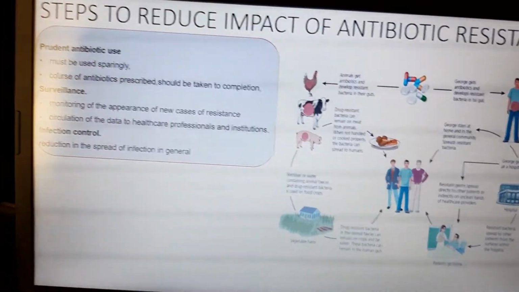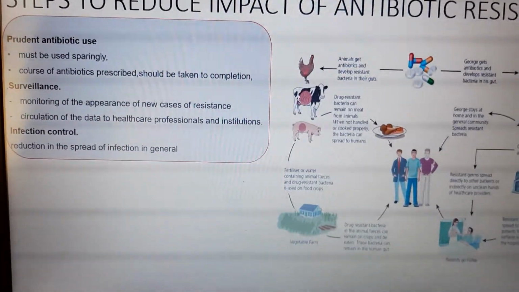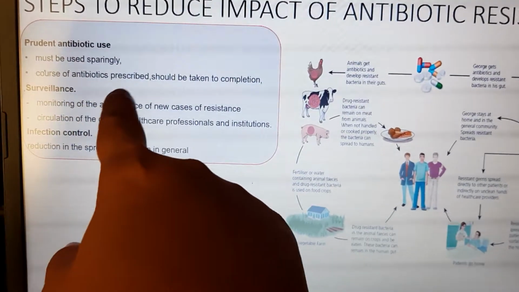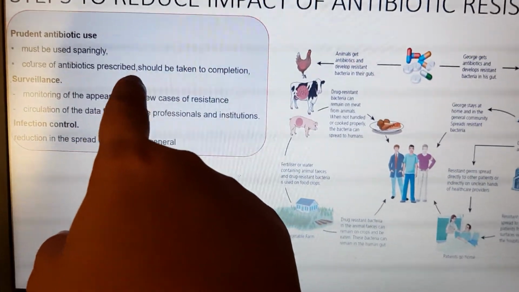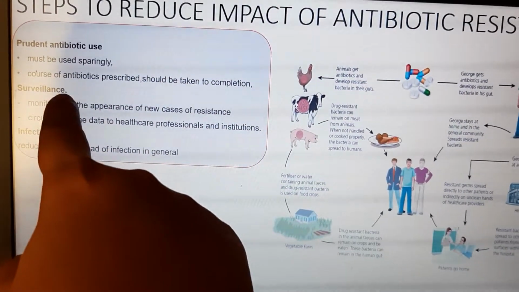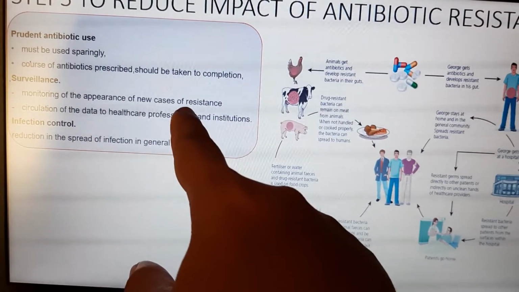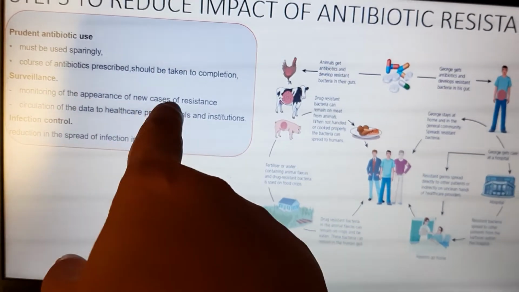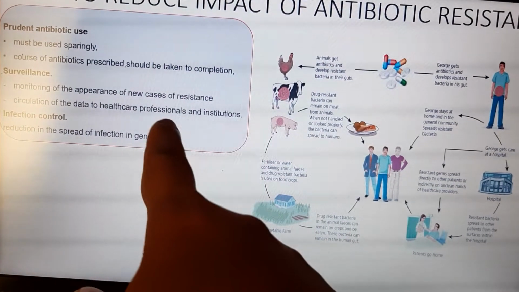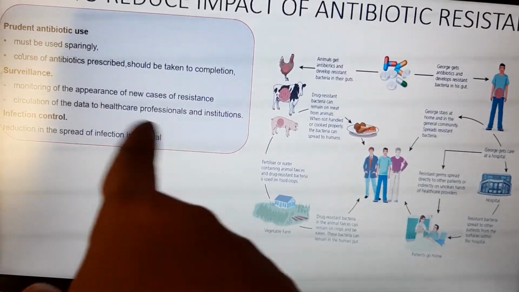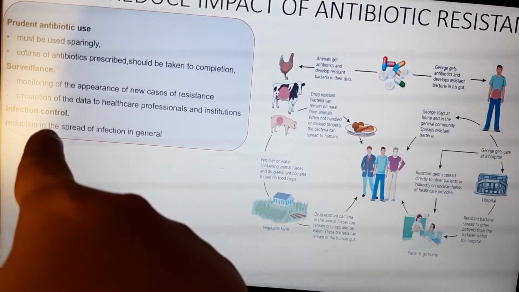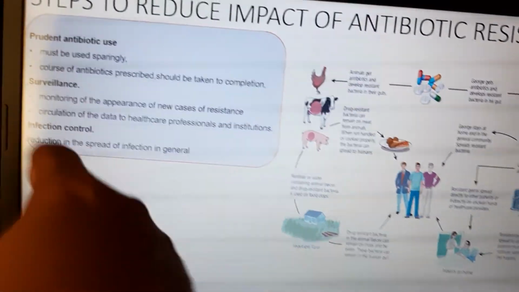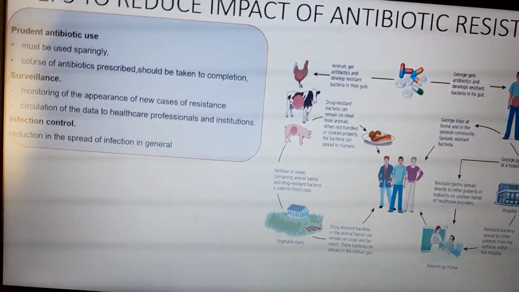And how can we reduce antibiotic resistance? Prudent use means using antibiotics very sparingly. Complete the course of the antibiotic given. If it's given for 5 days, complete it. Surveillance is monitoring, checking if there is any new case of resistance in bacteria, and if there is any new case, providing the data to doctors and healthcare professionals. Infection control means reducing the spread of infection. That means if there's any disease, we reduce its spread so that we don't use as many antibiotics.